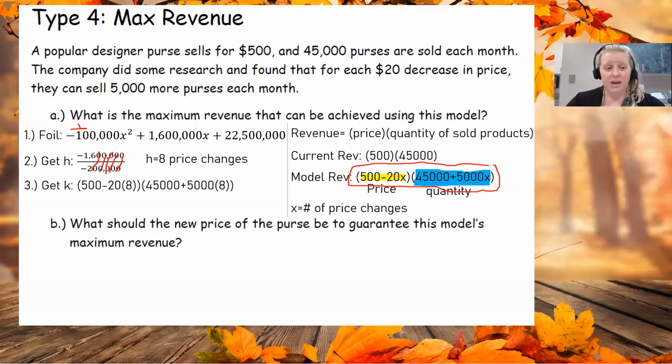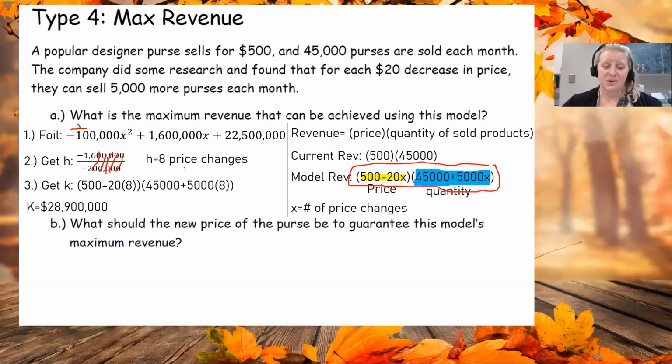So I will put 8 in for where X goes, and then I compute them out. So 50 minus 160 and 45,000 plus 40,000. Going to multiply this together, and you'll find that your K value is $28,900,000. That is the max revenue that you can achieve if you choose to do the $20 off in exchange for the 5,000 more sales. That's the trade-off. That's the max revenue you get from that. So that is my answer for part A.